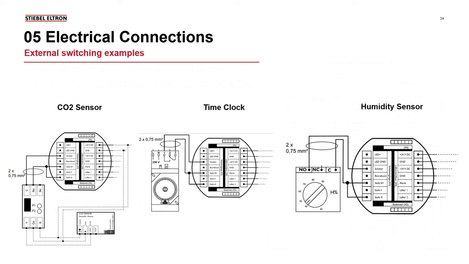We have included some external switching examples below. You can see the CO2 sensor and the humidity sensor are both connected to fan speed 3. This means if we see higher levels of humidity, the humidity sensor will increase the fan speed to speed 3. And when the humidity levels drop below the set level, the fan speed will reduce to its previously commissioned setting. This is our purge operation mode.